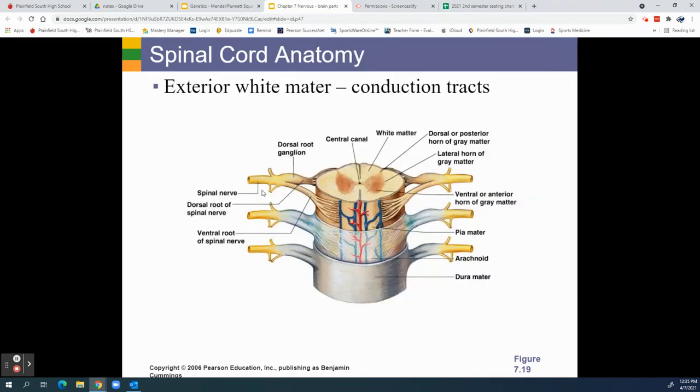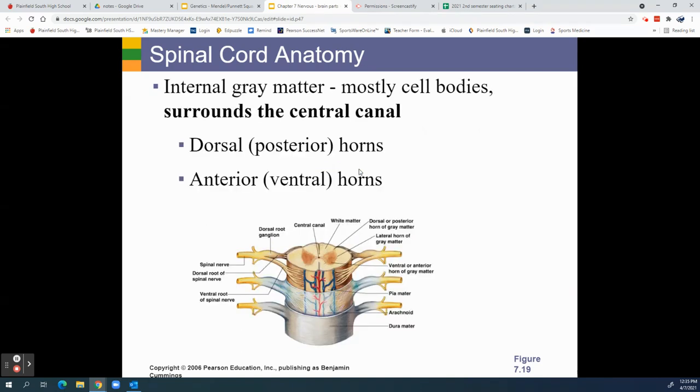Okay. When we look at the anatomy of the spinal cord, we've got some gray matter and white matter. The exterior is mostly white matter, so you can see that around here. Those are essentially the conducting tracts, or the axon portion of the nerve cells. They look white because those are the myelinated sections. The internal portion is our gray matter, and those don't have any myelin because they are mostly cell bodies. They surround a little portion in the center called the central canal. That's actually a hollow portion of the spinal cord all the way from the top to the bottom.